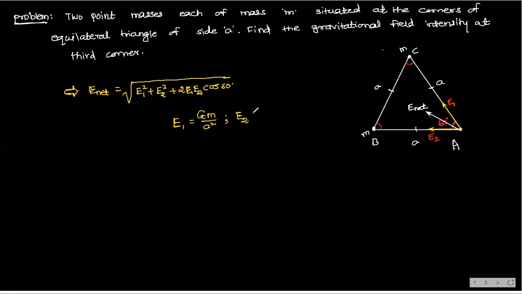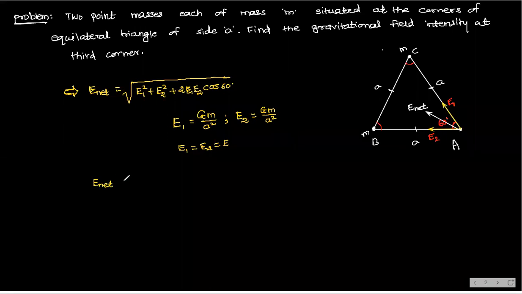Who will tell the E2 value? G M by A square. Same, only GM by A square. Same. Now shall I write like this? E1 is equal to E2 is equal to, suppose, E. Yes, no? And therefore shall I write like this?